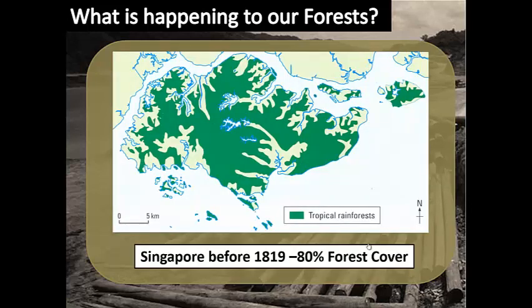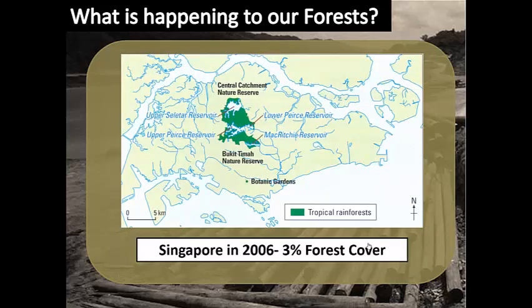Now, Singapore has also undergone large amounts of deforestation ever since Sir Stamford Raffles landed in 1819. There were more than 80% forest cover in Singapore before Raffles landed. But in 2006, a census showed that only 3% of forest cover remained in Singapore. As you can see, the forests remaining are found in the Central Catchment Nature Reserve, the Bukit Timah Nature Reserve, and the Botanic Gardens.